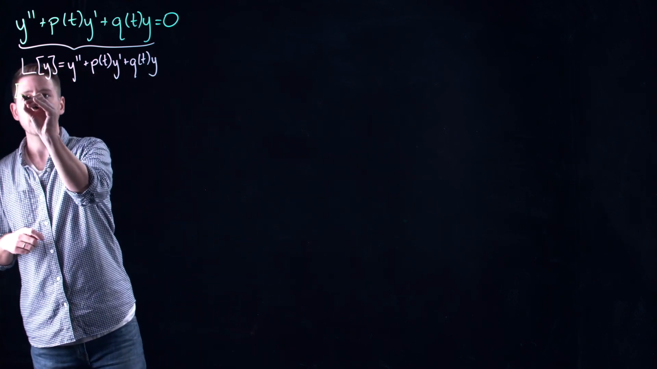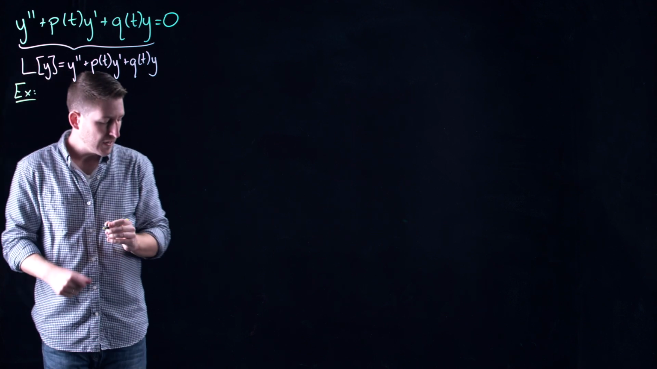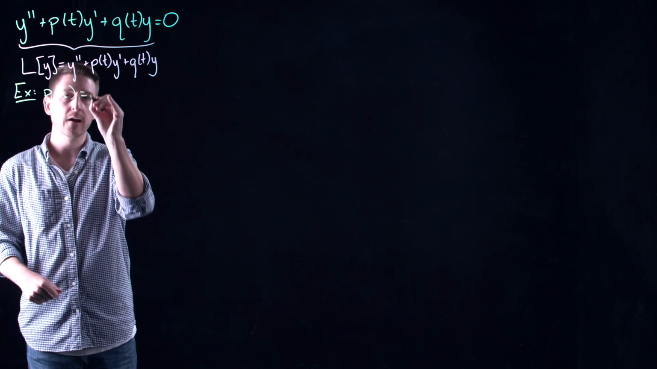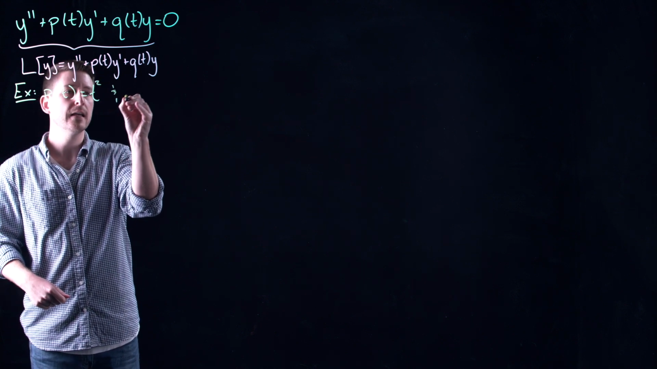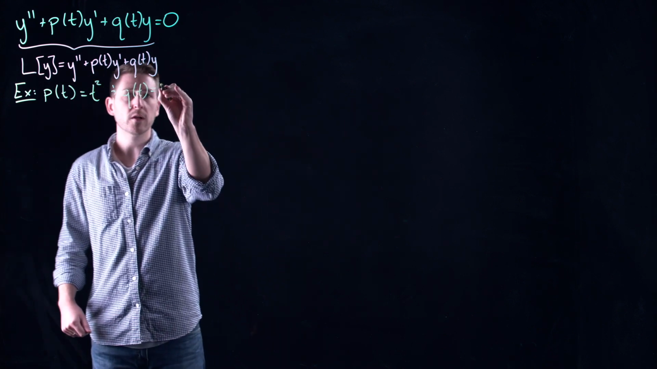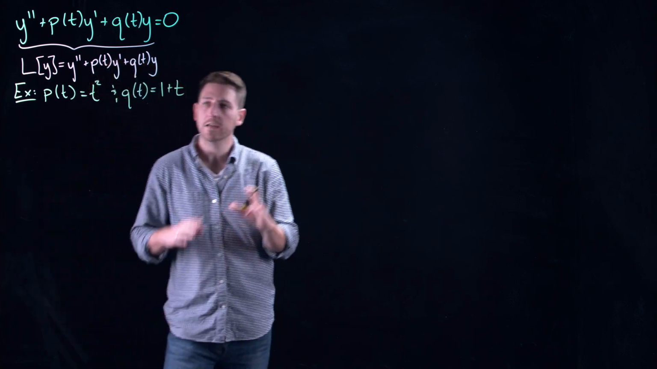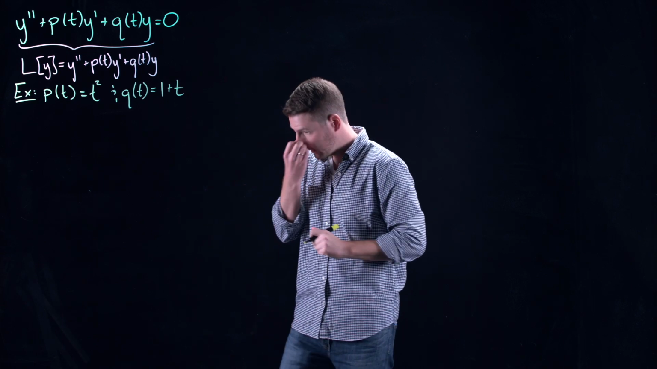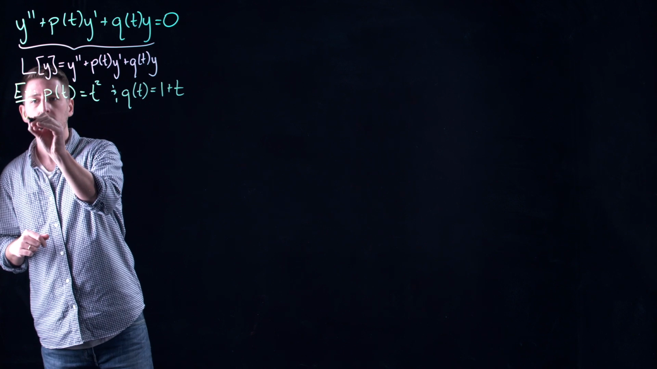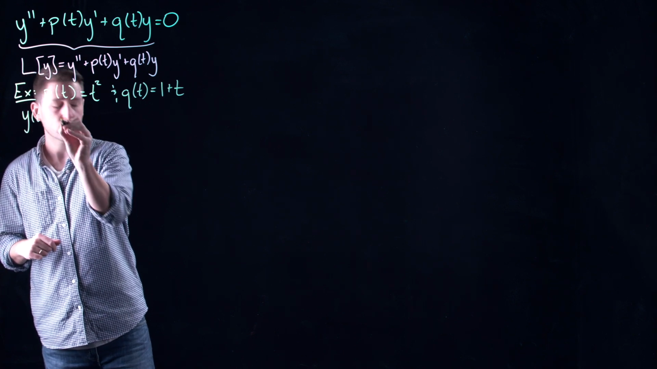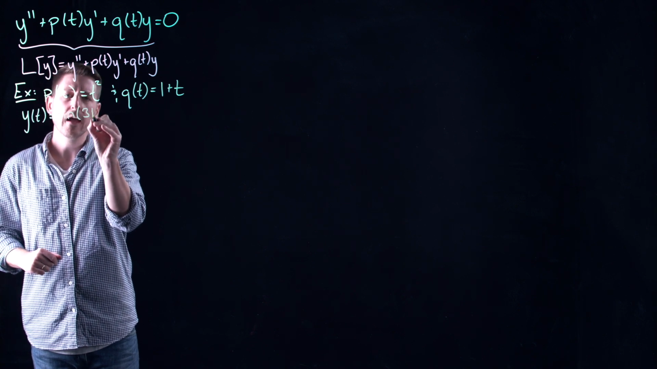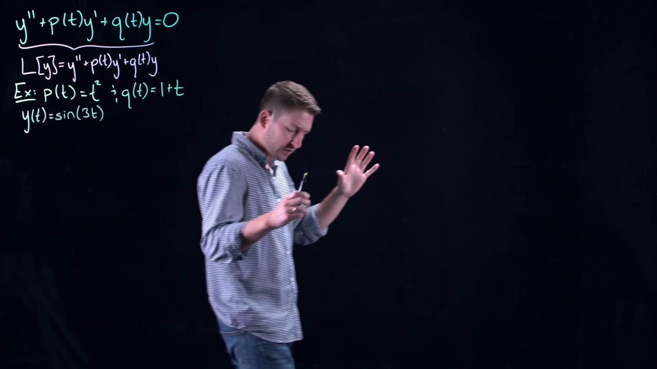So let me give you an example first. Let's imagine p of t is equal to t squared, and let's take q of t equal to 1 plus t. So nothing too fancy here. I just want to use this for illustration. And what I can do is throw in a function. So let's say y of t is equal to sine of 3t. Again, everything is arbitrary here just for illustration.